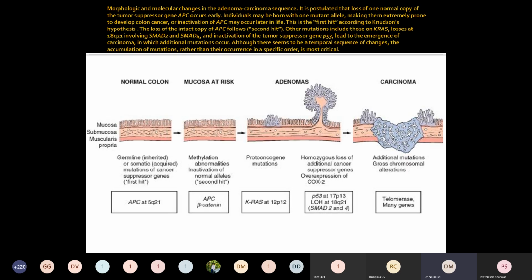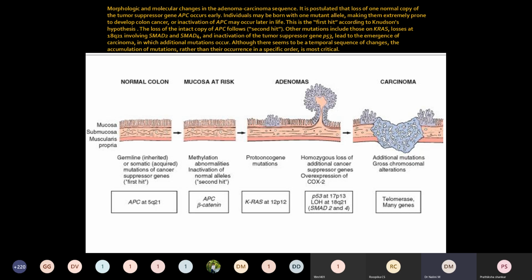Okay, so this is how we deal. All these can manifest in morphologic changes too. Okay, first here is the loss of tumor suppressor gene, early. This could be congenital, so they can be born with one mutant allele, or this could be acquired also. And later there is methylation abnormality. This is the second stage where the beta catenin pathway occurs, as we discussed before.